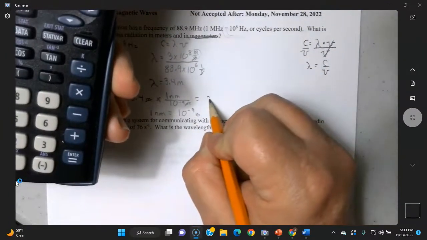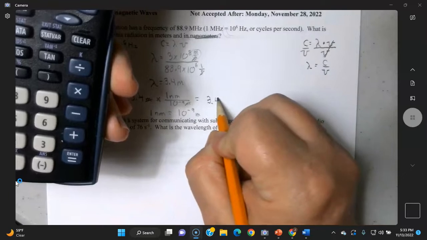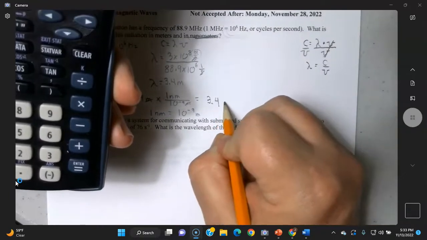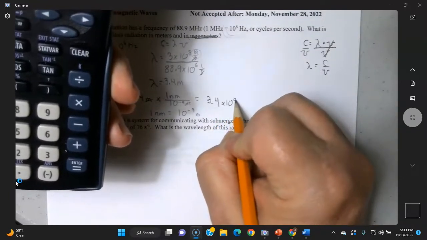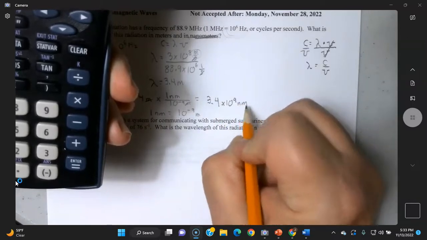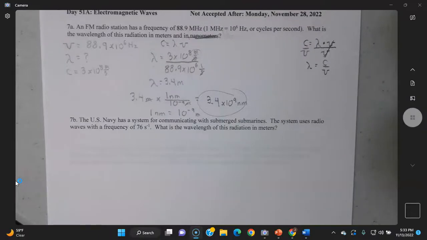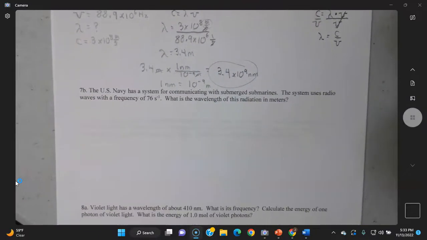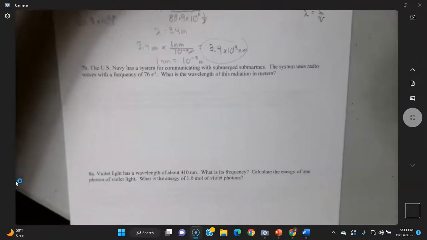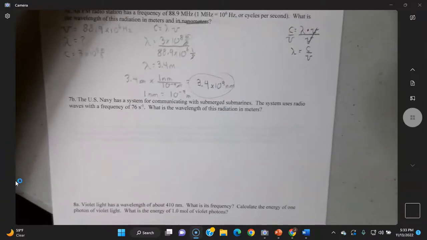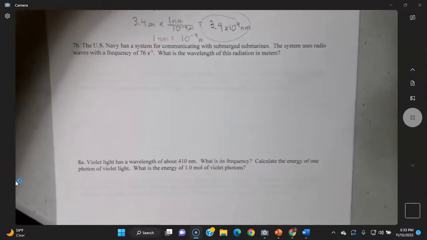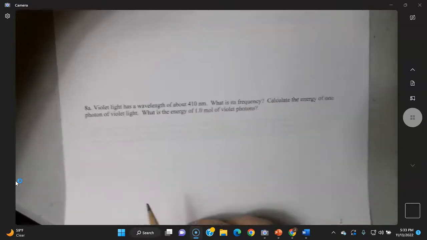So it equals 3.4 times 10 to the 9th nanometers. Okay, and there that is. All right, wasn't really necessary to do that. Okay, here we go. 7b is exactly the same as A. It's asking for wavelength, and you do it exactly the same way. So I'm going to leave that one to you.